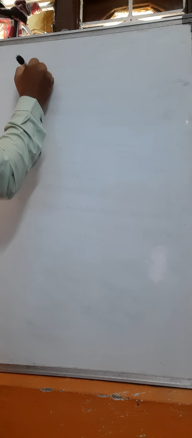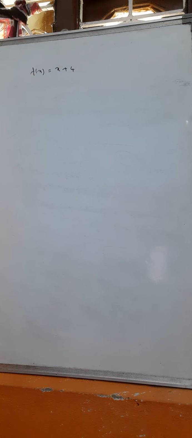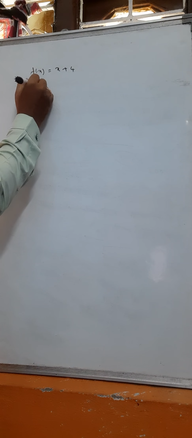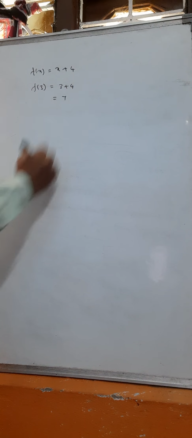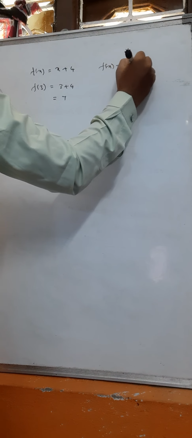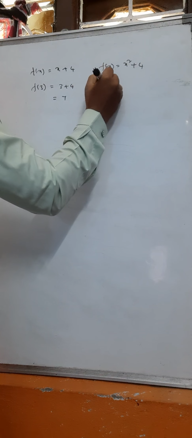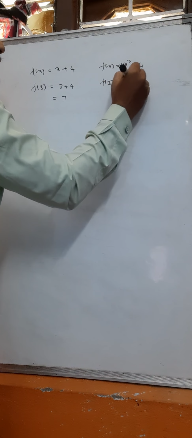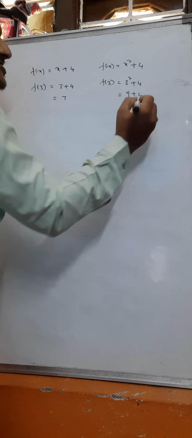Next, now I am taking f of x equal to x plus 4. Can you find f of x at x equal to 3? Yes, that is f of 3. f of 3 is equal to 3 plus 4, that is 7. Now I am taking f of x equal to x square plus 4. Can you find f of x at x equal to 3? That is f of 3, 3 square plus 4. 3 square means 9, plus 4 means 13.